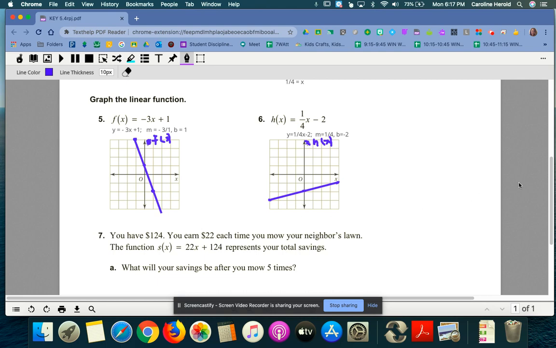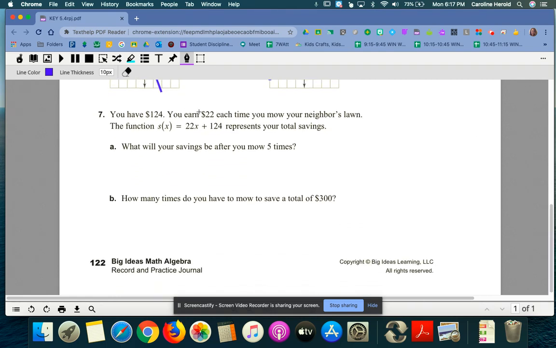All right, last question down at the bottom here. So you have $124. You earn $22 each time you mow your neighbor's lawn. The function S of X is equal to 22X plus 124. So let's remember the 22 each time you mow your neighbor's lawn. So this must be what X is representing, the number of times I mow my neighbor's lawn. And 124 is how much I already have, okay? They're talking about my total savings, so they used S to represent the savings function, which can be calculated by this result.